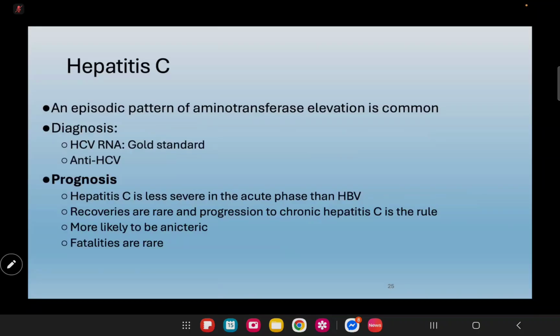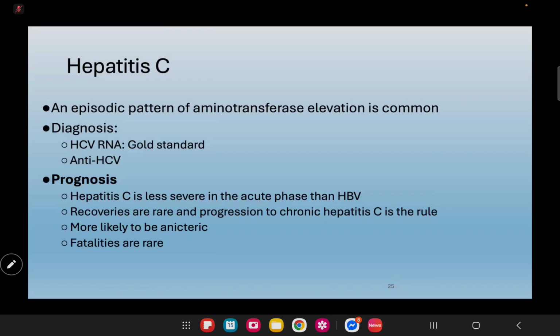The clinical presentation of acute hepatitis C is often mild or even without symptoms at all. In fact, most patients are not jaundiced. They are anicteric during the acute phase. The laboratory findings show an episodic or fluctuating pattern of aminotransferase elevation, which may persist or recur for months. Again, diagnosis is confirmed by HCV RNA, later by the anti-HCV antibodies.